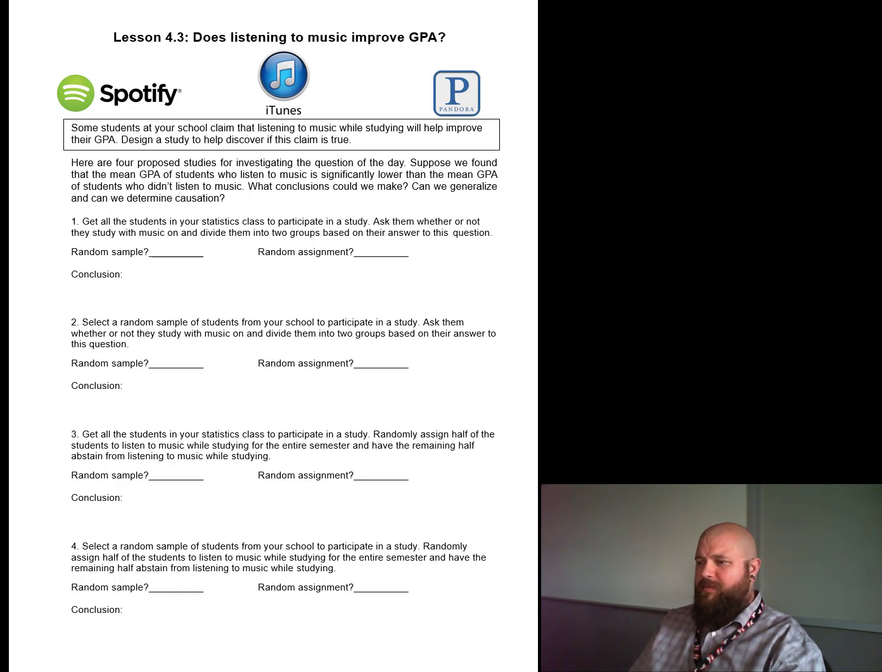The first proposed study is to get all students in your statistics class to participate in a study. Ask them whether or not they study with music on, and divide them into 2 groups based on their answer to this question. If we were to do that, just by asking everybody in class if they listen to music while studying or not, would that be a random sample? No, that's a convenience sample, in all honesty. If I just ask everybody in class, just who I'm conveniently around, they're right there in front of me, so I just ask you and get that answer.